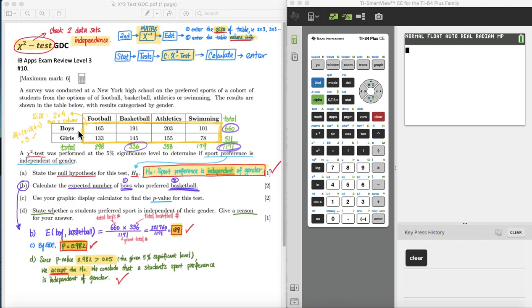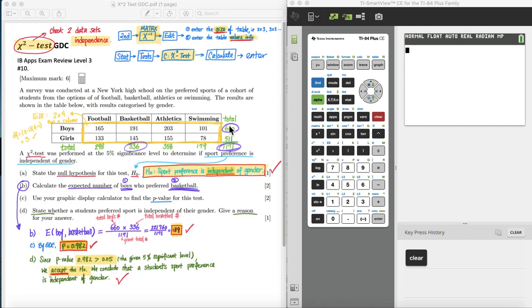I also want to talk about the degree of freedom. That is equal to the number of rows minus 1 times the number of columns minus 1 for the chi-square test. Based on the given information, the degree of freedom is 2 minus 1 times 4 minus 1, which will be 3. So here we go. Step 1, we need to enter the size of the matrix C.